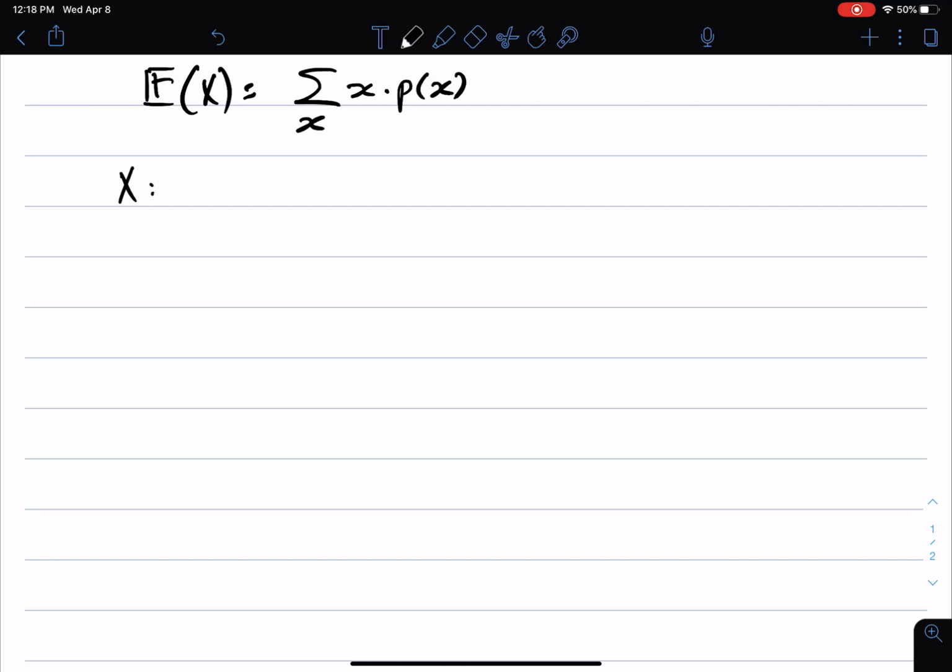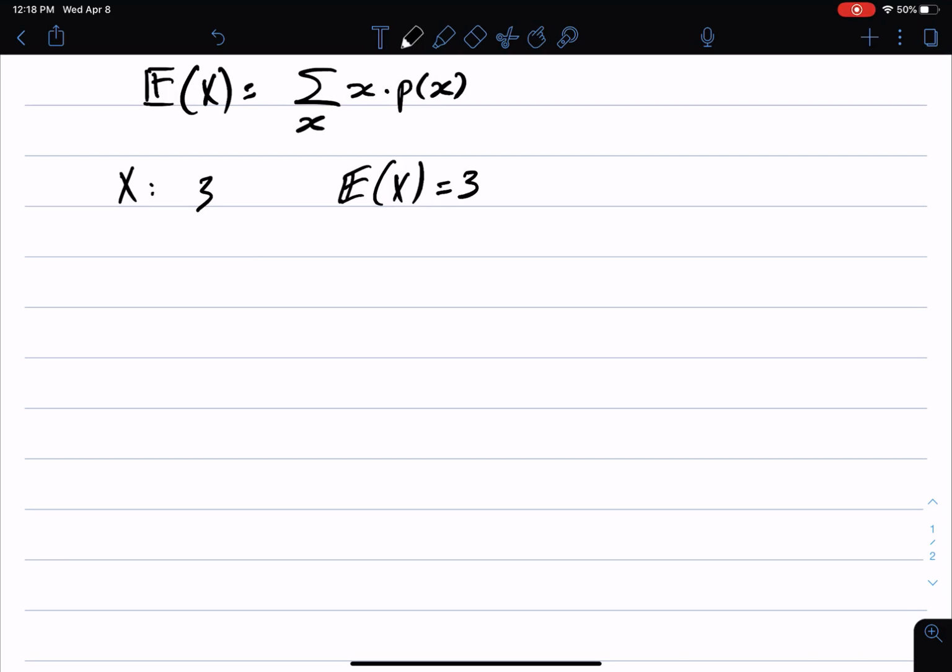So suppose x is a random variable that takes only the value, let's say, 3. This is the only value it takes. So if you look at a random variable that takes only the value 3, the expected value, of course, for such a variable is nothing but 3, right?